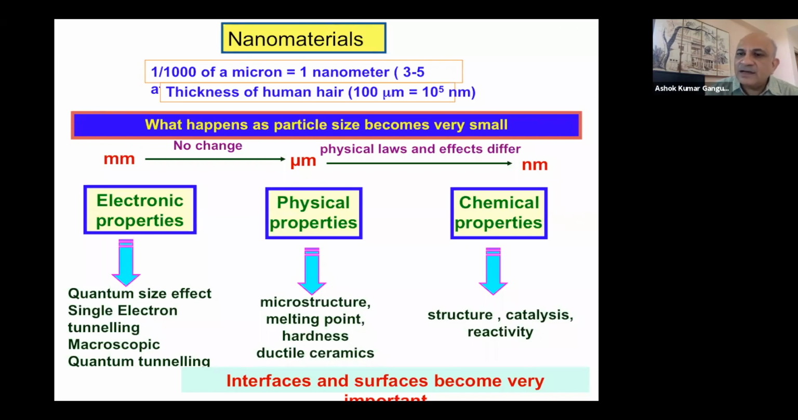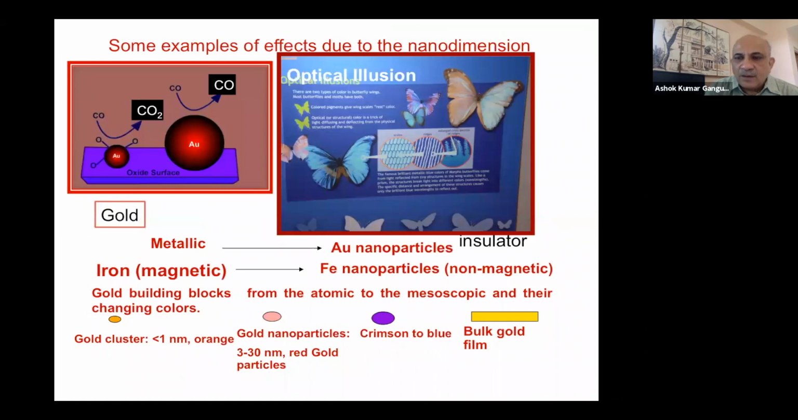And why are they different? To a large extent, because of two reasons. One is electrons get confined, so you start seeing quantum effects. The other is surfaces become important because the surface area increases as the size of the particles decreases. You have huge surface area, so surface properties change. Examples: small gold particles do oxidation of carbon monoxide to carbon dioxide. Micron size particles do not. The normal gold does not do.